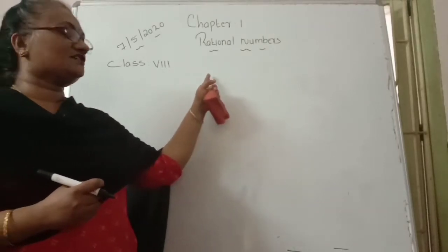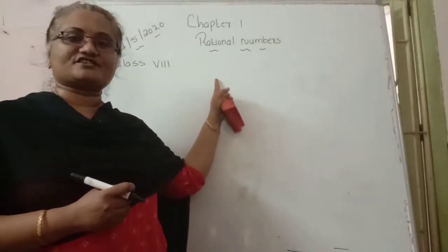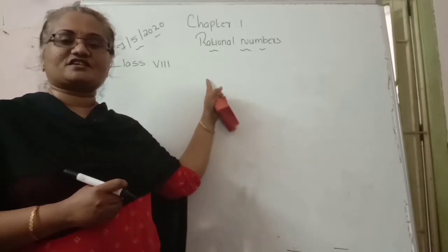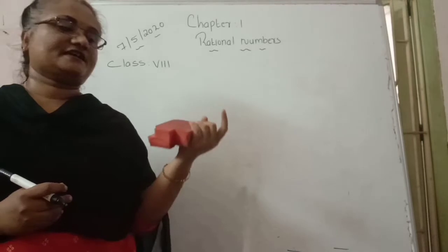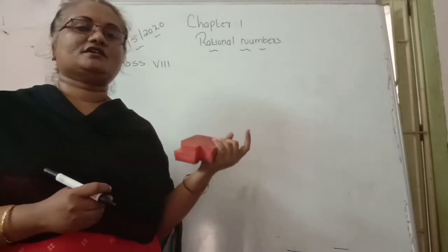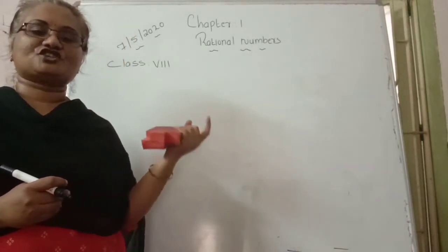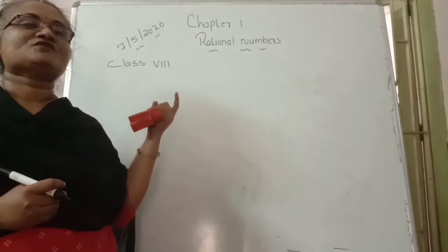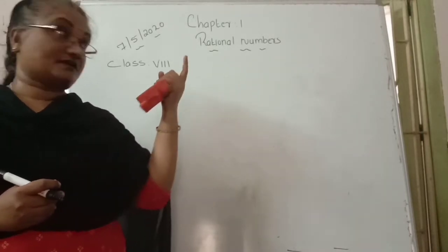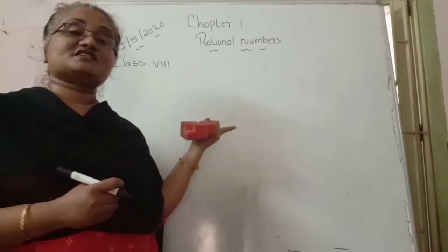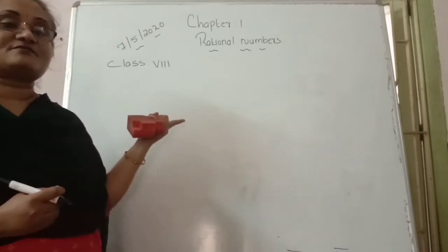In this chapter, we are going to learn about rational numbers. We are also going to learn about additive inverse, additive identity, and multiplicative inverse. Then there are the properties of rational numbers that we are going to learn in this chapter.